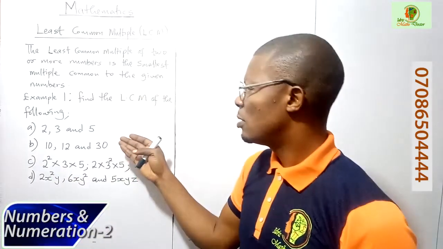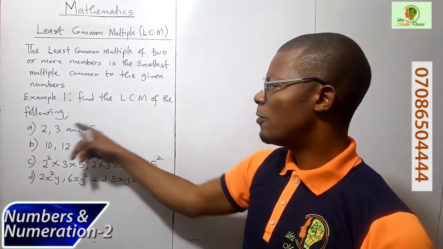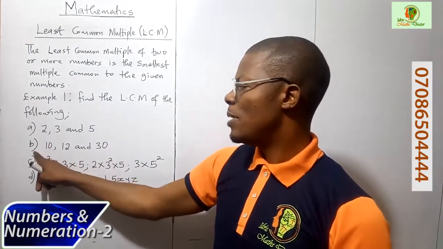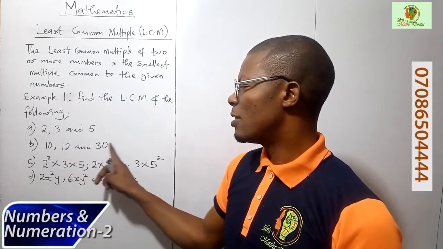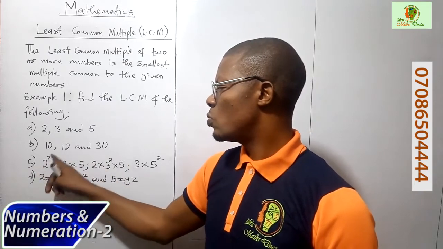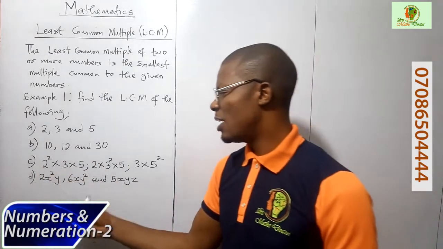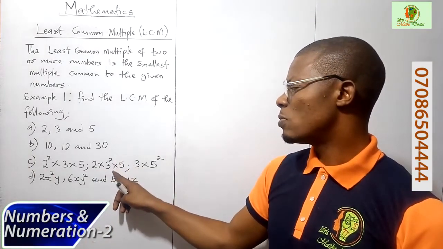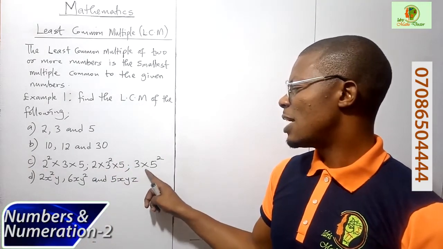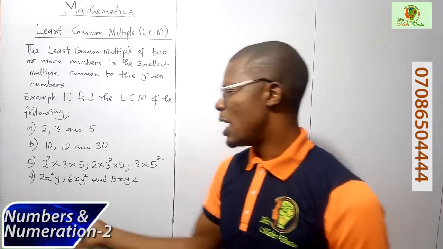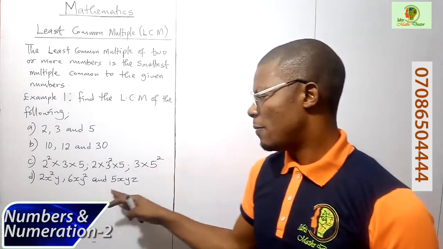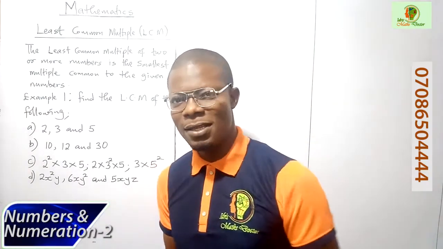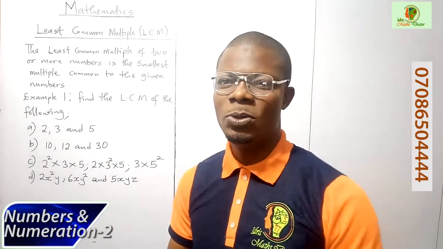So, example, they ask us to find the LCM of the following: A, 2, 3, and 5. B, 10, 12, and 30. C, 2 raised to power 2 times 3 times 5; 2 times 3 raised to power 2 times 5; 3 times 5 raised to power 2. And D, we have algebra. Yes, this is algebra. Don't worry, I'm going to take algebra. Math is wide, I have a lot to drop.